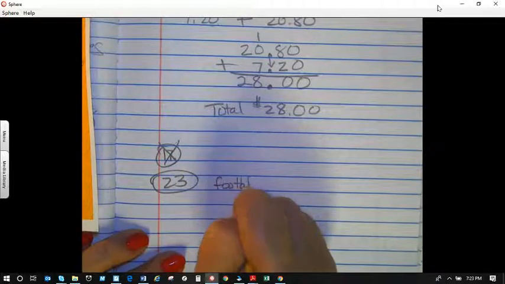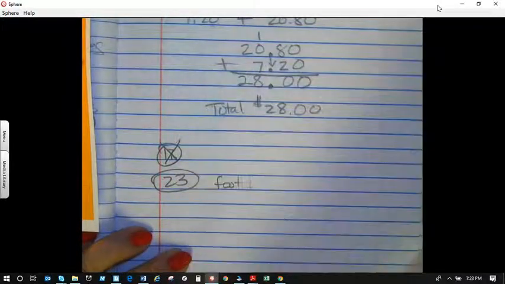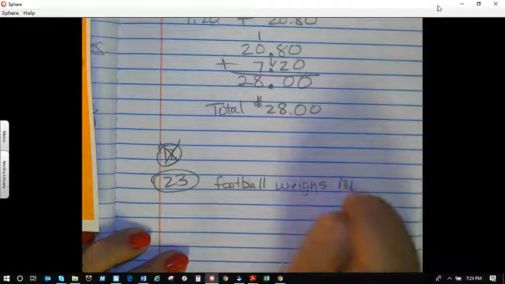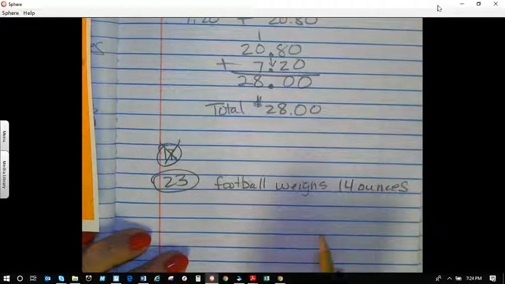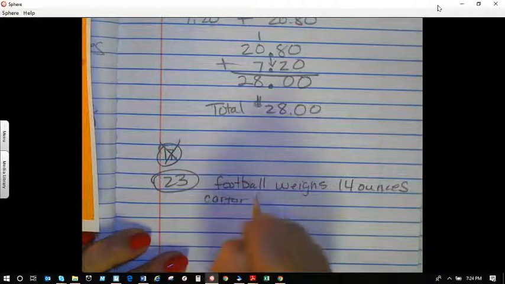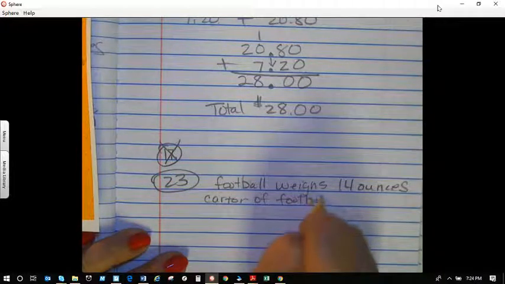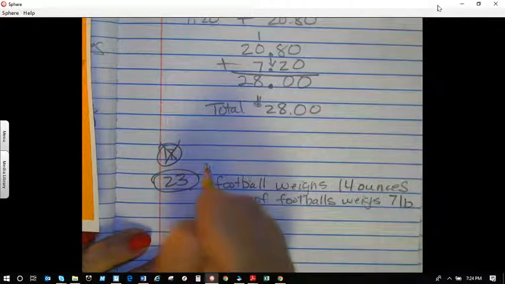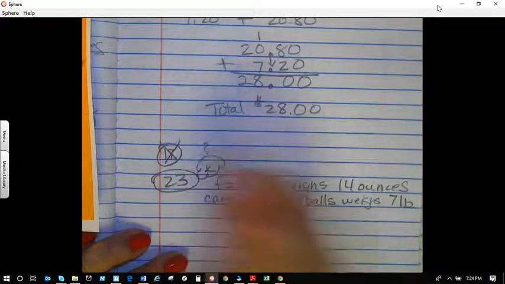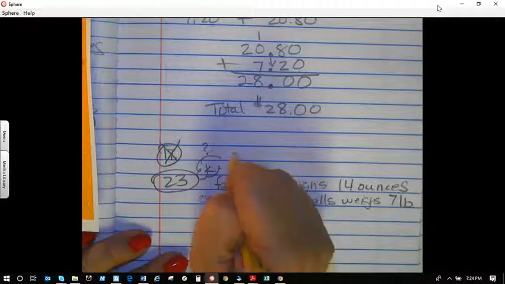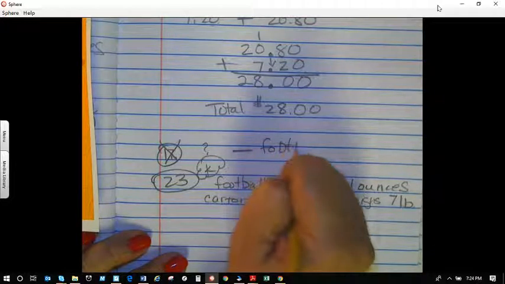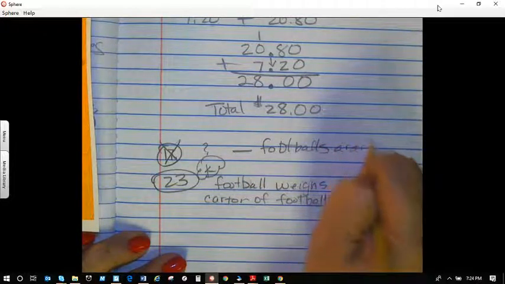I have 14. So football. Oops. I'm trying to rush through this last part. Football weighs 14 ounces. Carton of footballs weighs 7 pounds. That's what I know. My question, so it'll be blank footballs are in a carton.